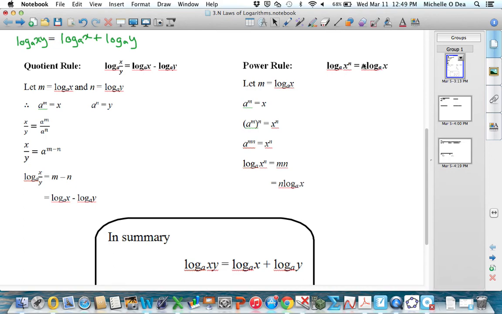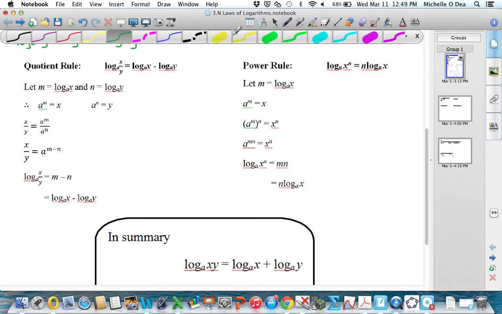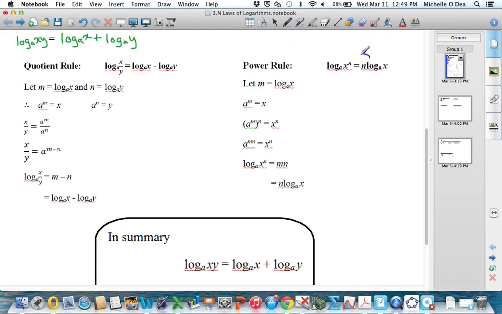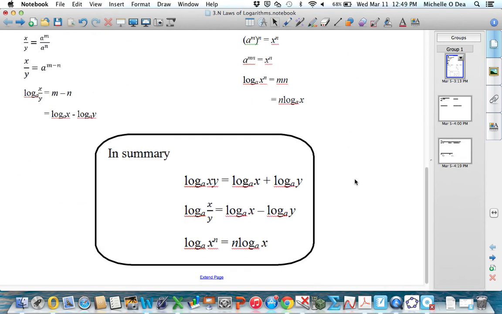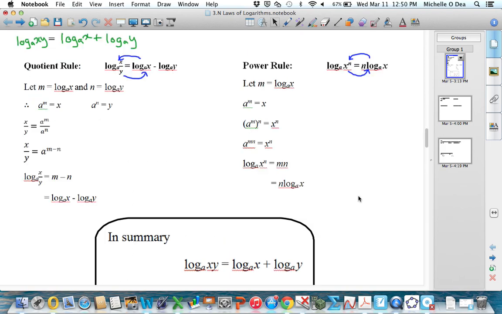Again, with both of these rules, you must be able to go backwards. We should be able to go that way, and we should be able to use it going the other way. Similarly here, go from something longer to something shorter, or vice versa. Then down the bottom in the box, there is a summary of the three rules. As I said, you don't have to memorize them because they're on your formula sheet. However, you really do need to make sure that you are familiar with them and how to use them.